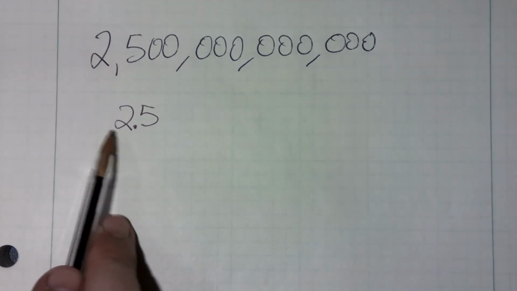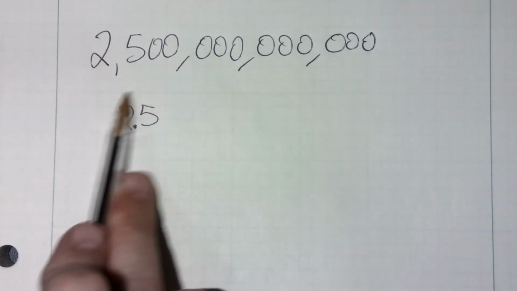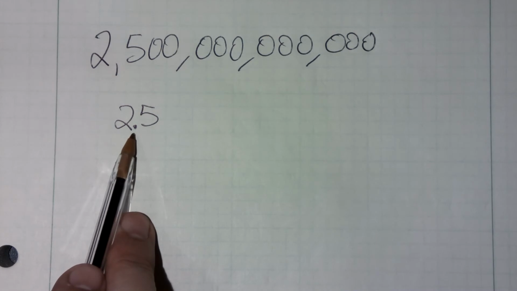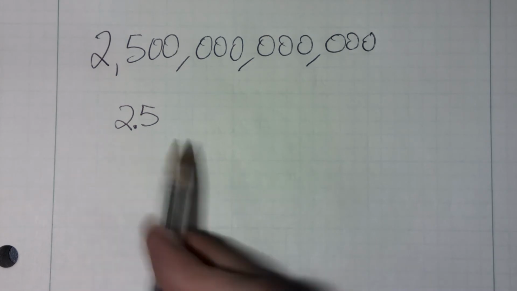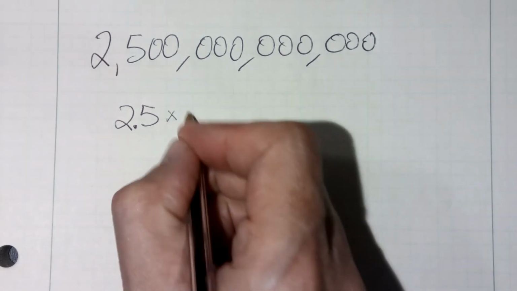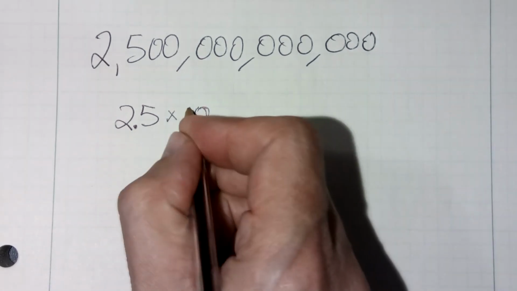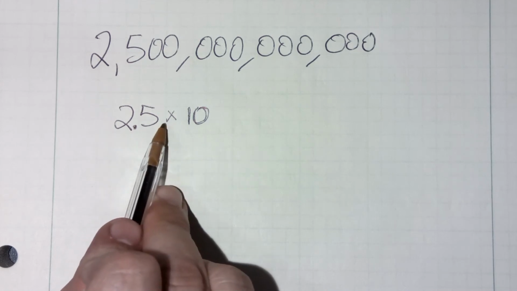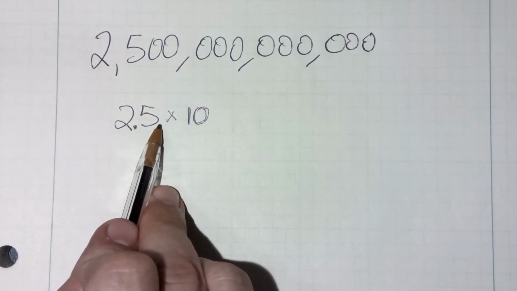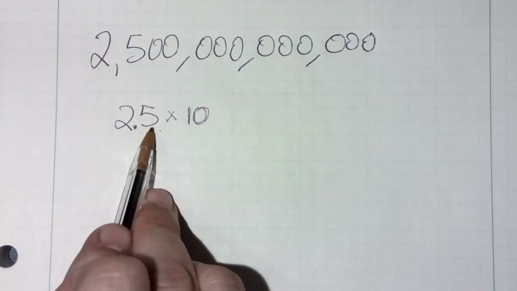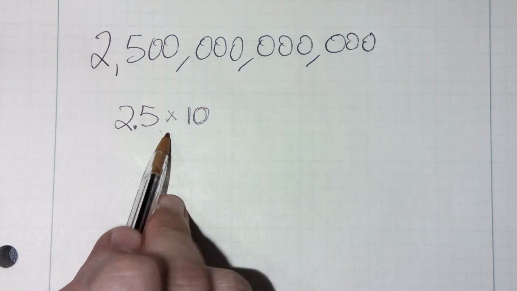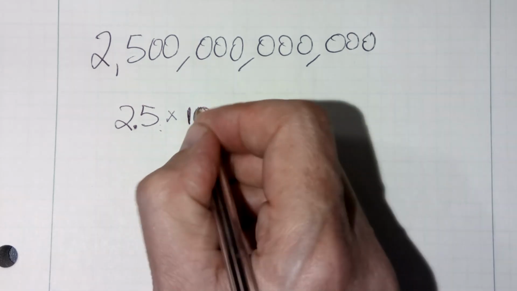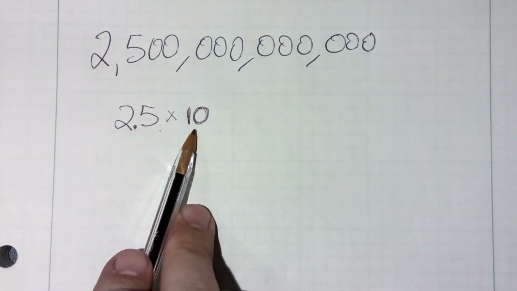So in other words, this number here has always got to be in between 1 and 10, not smaller than 1, but not greater than 10. Now, if I times this by 10, what that does is it moves the decimal one place to the right, which makes it a larger number. It'd make it 25. If I multiply it by 2 tens, it's going to move the decimal twice and make it 250.